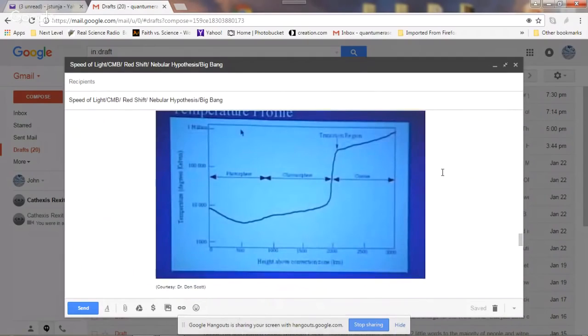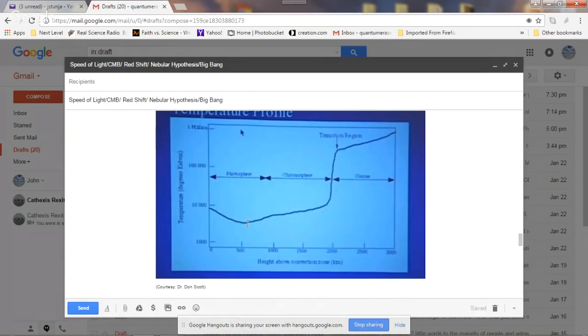So here's a temperature profile. On the y-axis, we have the temperature in Kelvin. It goes from 1,000 on this scale to 1 million. And the x-axis is the height above the convection zone. So we have the photosphere here, the chromosphere here, and then the corona here. So what I want you to do, just follow this. Let's say this is the core of the sun. It goes from 15 million Kelvin all the way down. We're getting into the photosphere now. The temperature's dropping, and it gets to about 5,800 Kelvin.